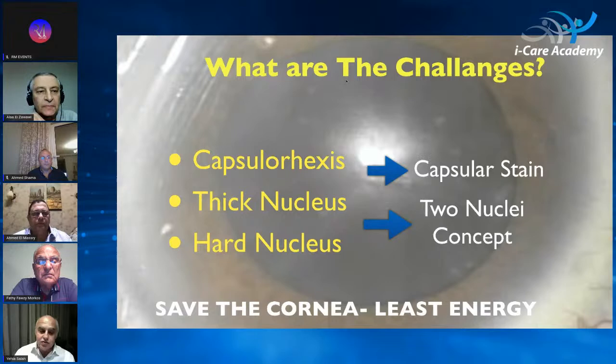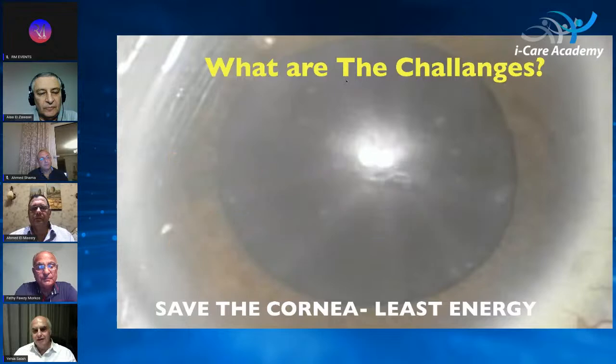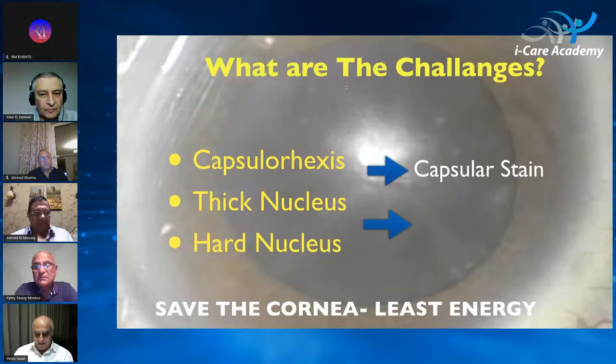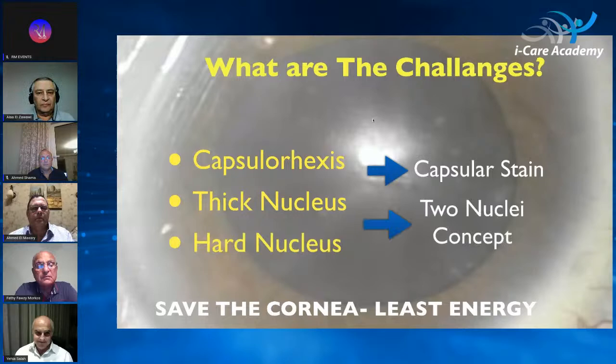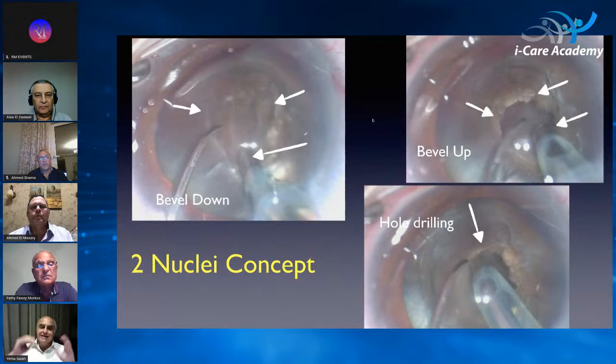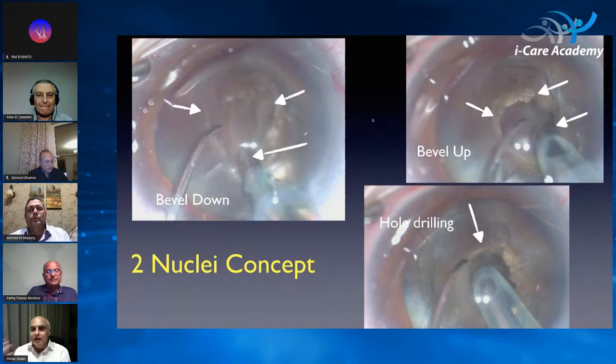The idea is to save the cornea using the least energy. You want to remove this big nucleus in a safe manner using the least energy needed. You don't depend on energy, so as not to insult the corneal endothelium. This is the idea of the two nuclei concept. I call it two nuclei because when you break down the problem, you say this is a thick nucleus, so I want to change it into a regular sized nucleus so I can do the maneuvers I'm used to. And it is hard, so I won't weaken it; I use less energy and more vacuum.